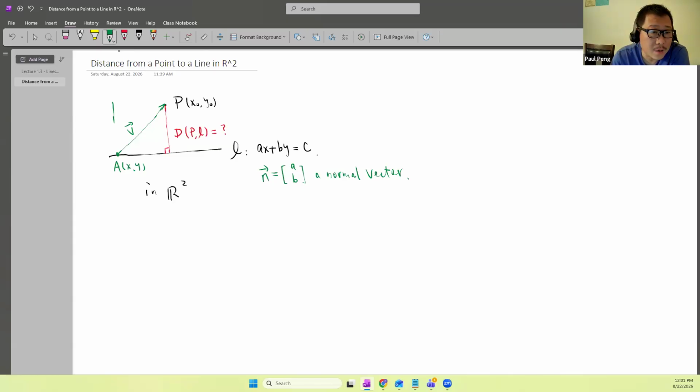This is a normal vector, can you see? So therefore, this will be the projection of V onto N. And therefore, we have this formula: the distance from the point to the line L equals the length of the projection of V onto N. So this is the beginning, and that's important.